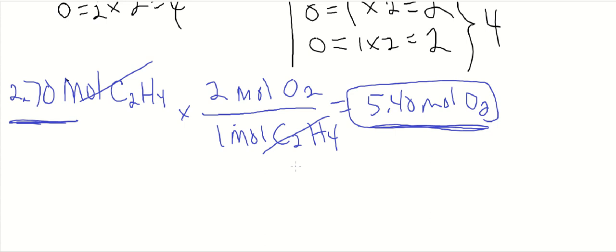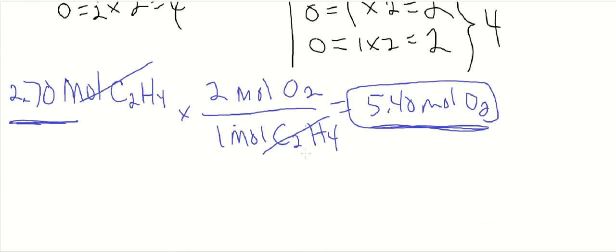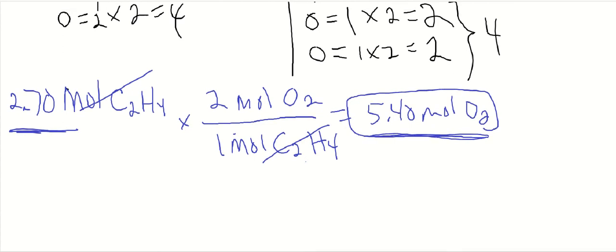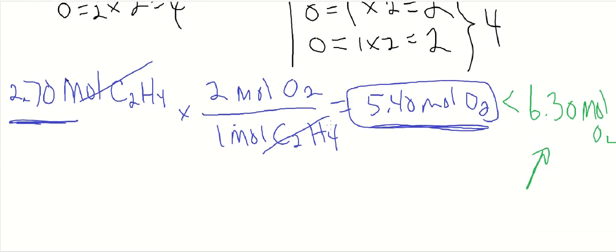Do we have more or less? We have more. What do you think? We have more. So the actual problem is 6.30. Right, so that's more. 6.30 moles of oxygen is what's actually given in the problem. So that's going to be our excess because we have more than we need. This is how much we calculated to need. Excess reagent, therefore, we're going to run out of the other first, right? Because after 5.4 moles, boom, 2.7 is gone. Moles of ethene. So this is your limiting reagent.